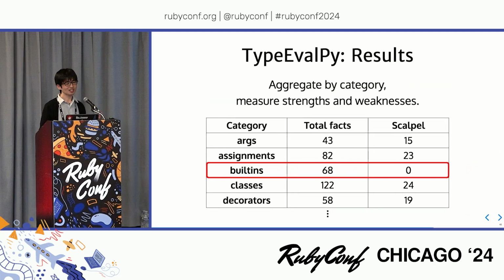The results of this benchmark are output in various formats. Here, the tables are shown aggregated by categories. Scalpel in the rightmost column is the name of the inference tool being evaluated. In the built-in categories, the result is 0. This shows that Scalpel is not good at grammars in the built-in category. Thus, the micro-benchmark scheme can visualize the strengths and weaknesses of each inference method by classifying test cases.